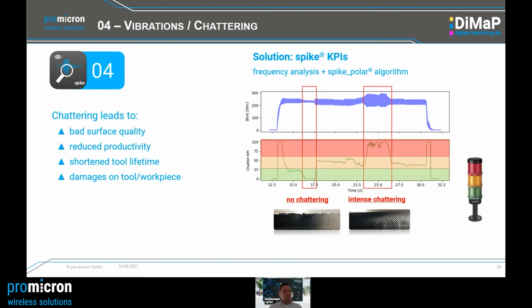How can we monitor that? We have developed, just within this quarter, a KPI that we will release. It's the chatter KPI, so we can tell the machine whether we are in a stable process, in a critical process, or really in a critical process, even to react in the machine and say, now here we have located chattering, machine, please do something or change the parameters.